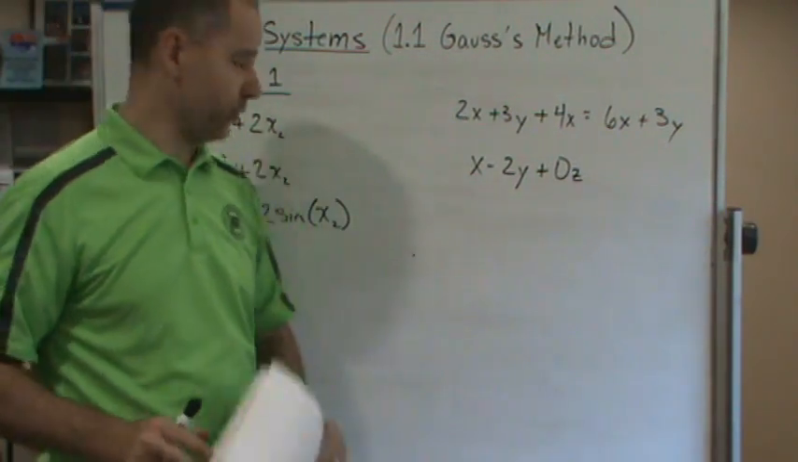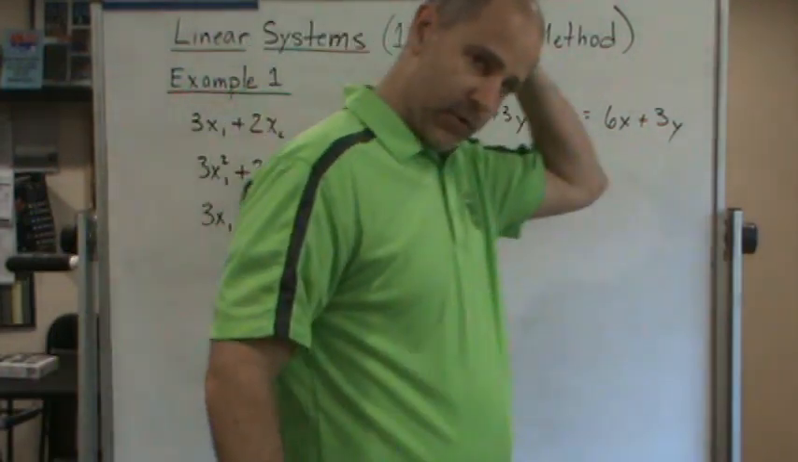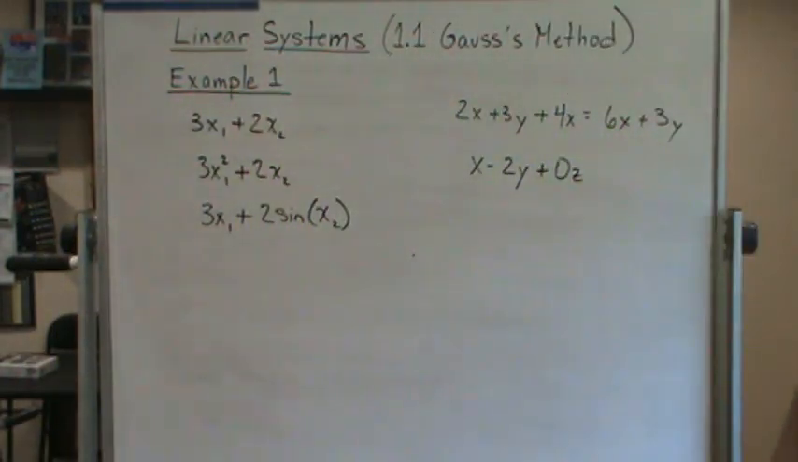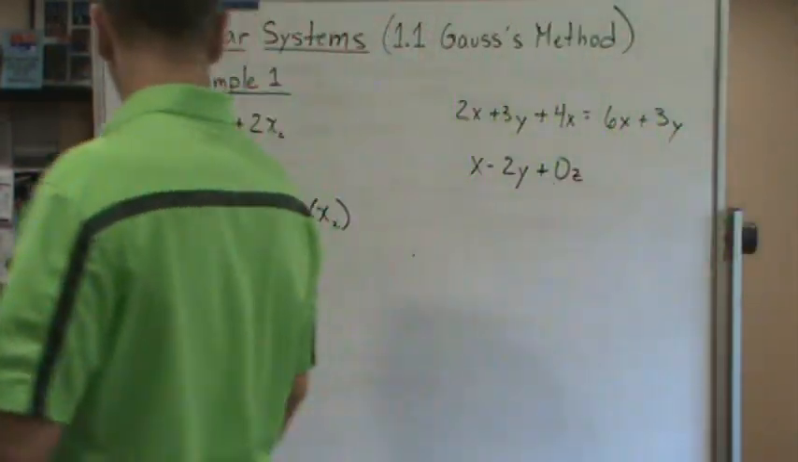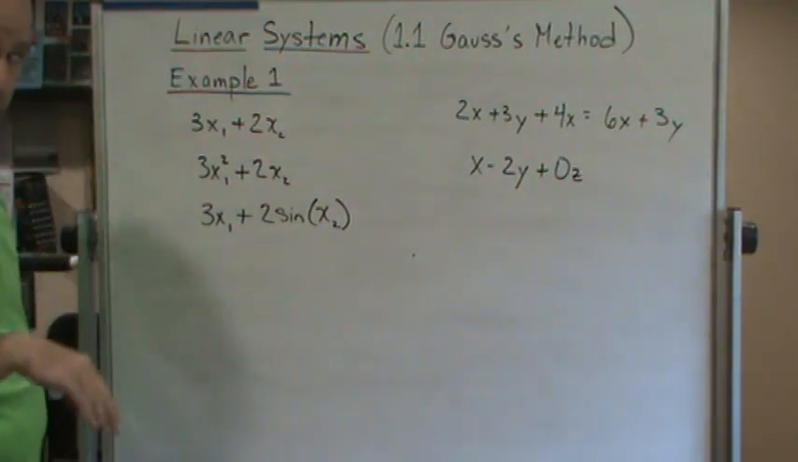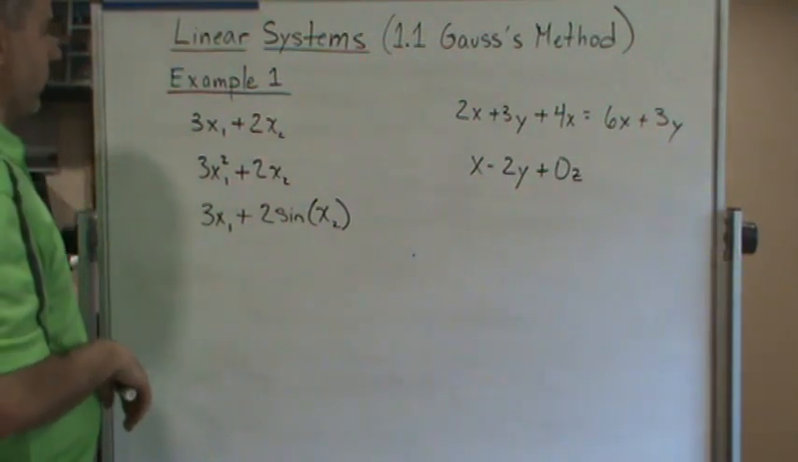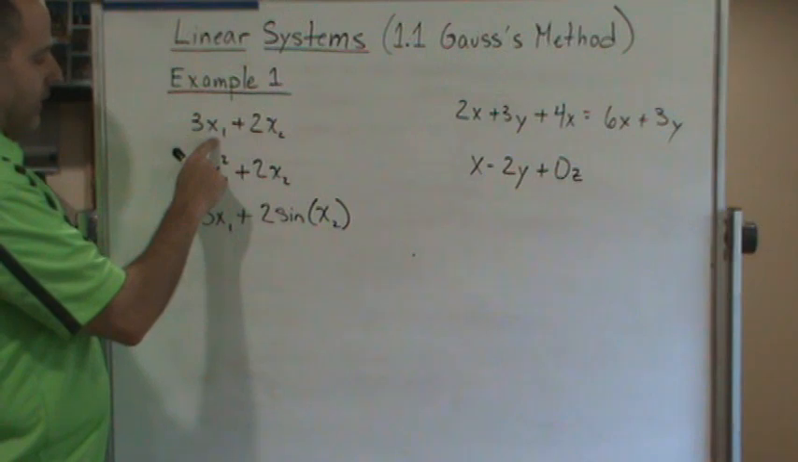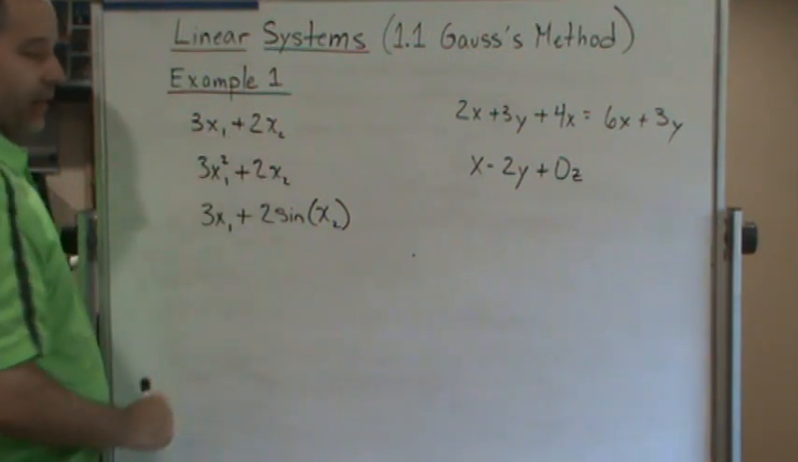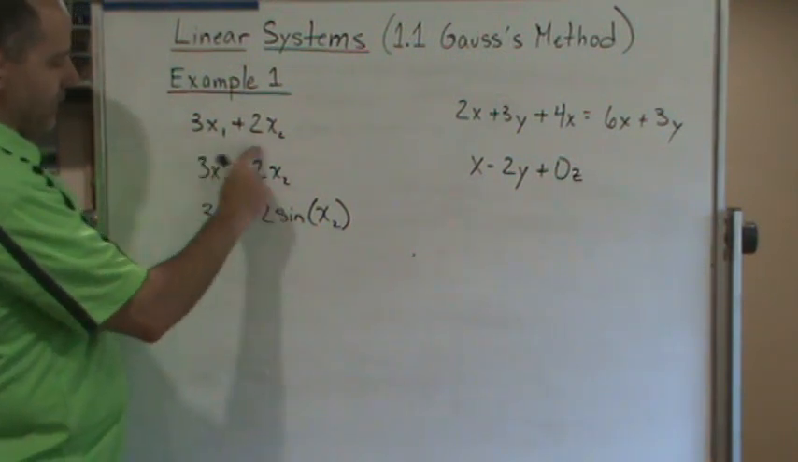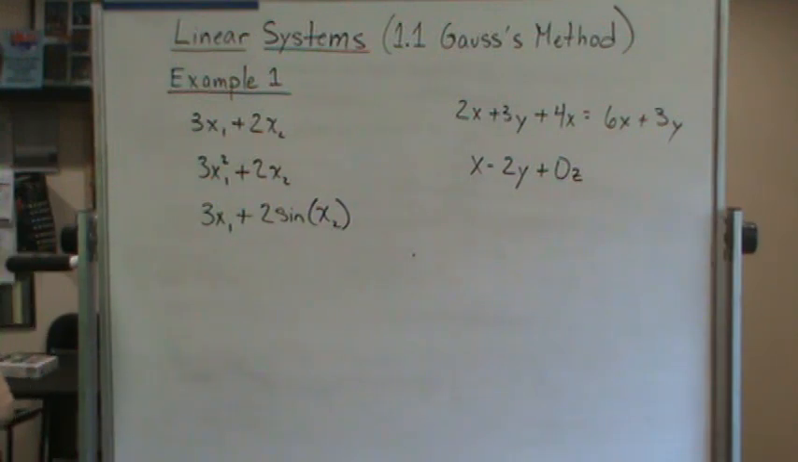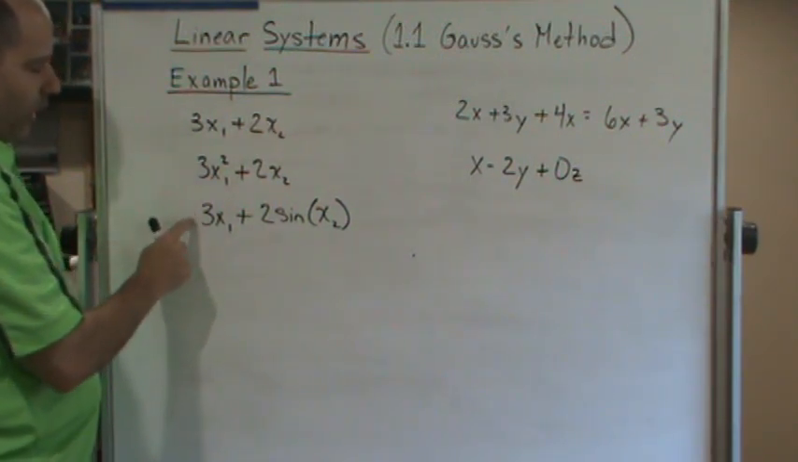Okay, welcome back. This is going to be our first example, just to give you an idea of what we're talking about with some of those definitions that we went through. For example, this first one, 3x1 plus 2x2, would be an example of a linear combination. Okay, these other two are not.